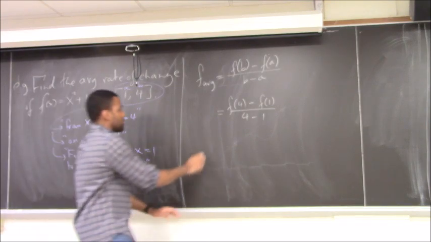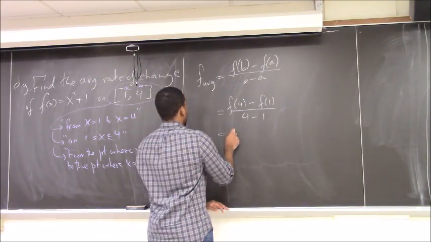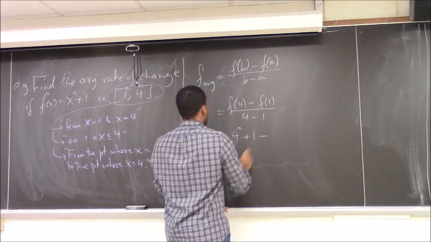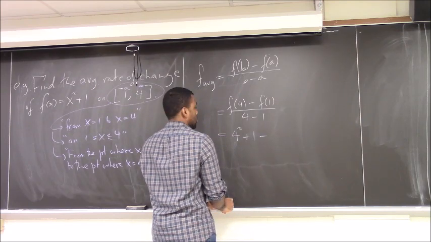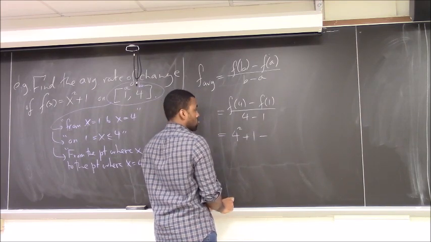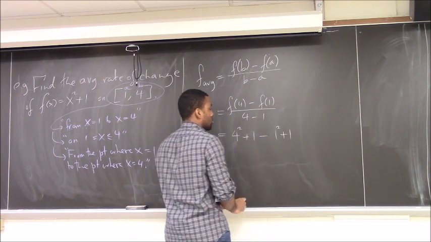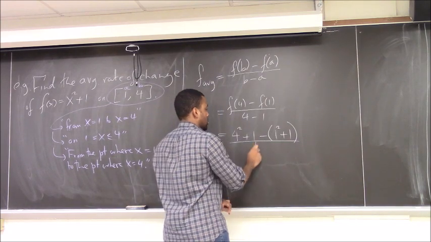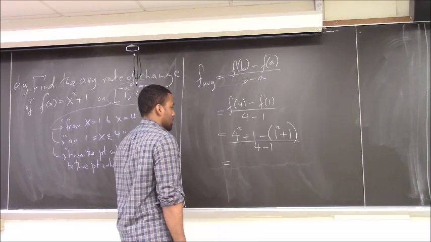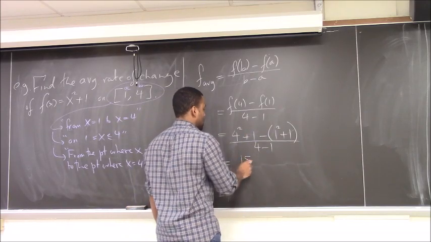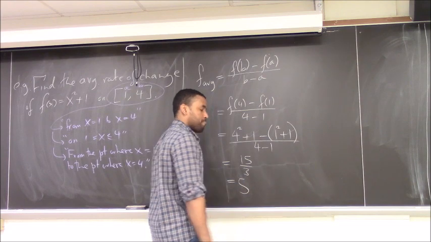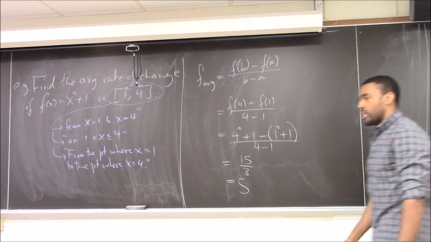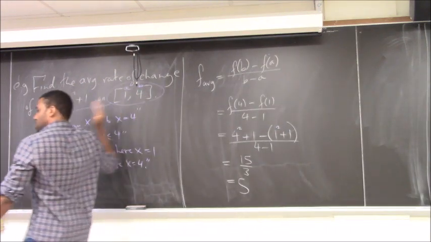And so, what would f of 4 look like? 17. Give me the steps. 4 squared plus 1, so 16 plus 1, so that's 17, minus 1 squared plus 1, and that's all in parentheses. Right, parentheses, very important. All over 4 minus 1, which is 3. So this just becomes basically 15 over 3, or 5. And so we can say the average rate of change of this function on that interval is 5.